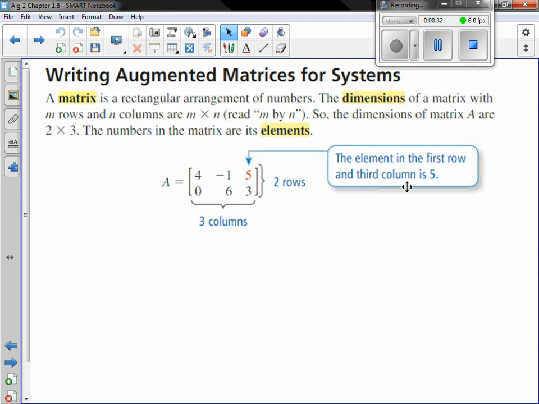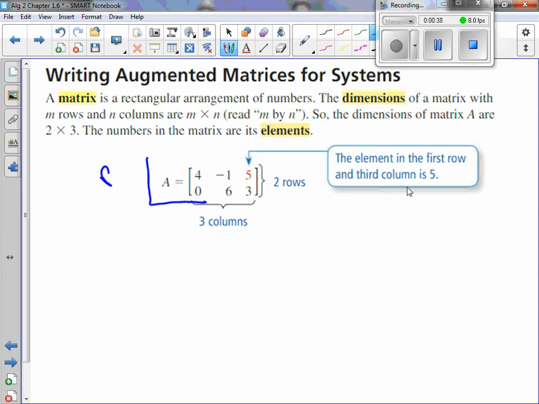The numbers inside the matrix are elements. So it's a 2 by 3, our rows and our columns. So we go down and then over. First number is going down, second number is going over, is our rows and our columns. And each one of these is an element.